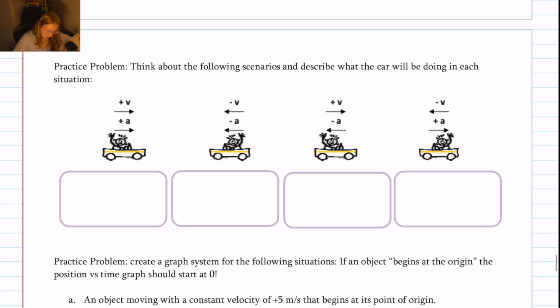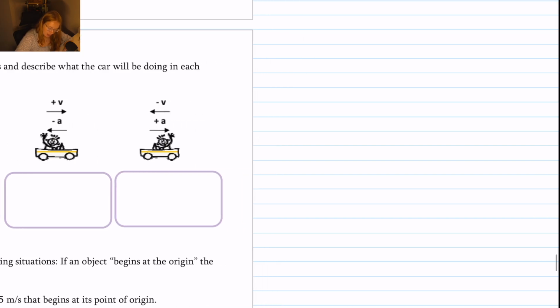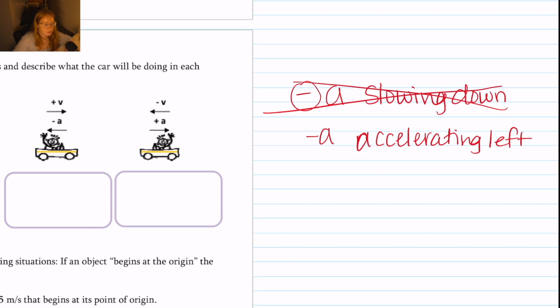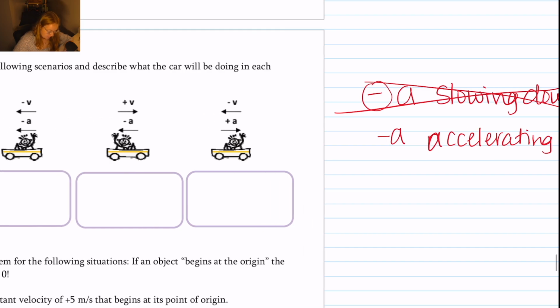Graphs, one of the most common errors is that if you have a negative acceleration, it means you're slowing down. This is not true. A negative acceleration does not mean you're slowing down. Negative acceleration just means you are accelerating left. Okay, here's how you can tell if you're speeding up or slowing down.